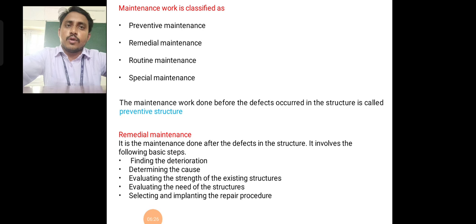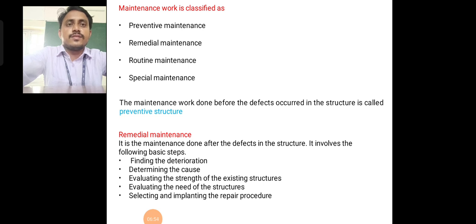See, by proper maintenance and checking whether the design criteria is good or not, and whether the proper construction is done or not, and you need to check all the details, whether any damages will occur in the future, so that they will be prevented beforehand. That maintenance is called preventive maintenance.